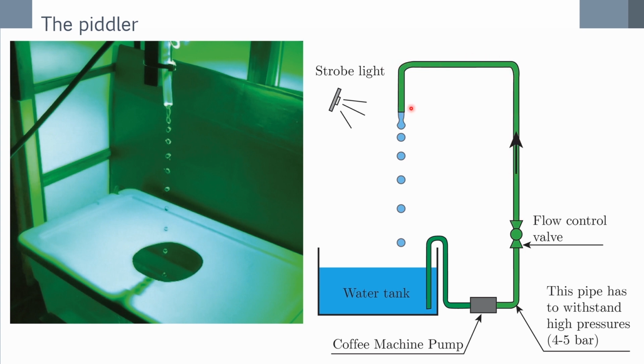through this pipe. Because the fluid is doing this back and forth motion, it actually generates an acoustic wave, and this acoustic wave is seen over here as a fluctuation in velocity. And this fluctuation in velocity makes it easy to form droplets at a constant rate, which is important for the sake of the demonstration of the piddler.